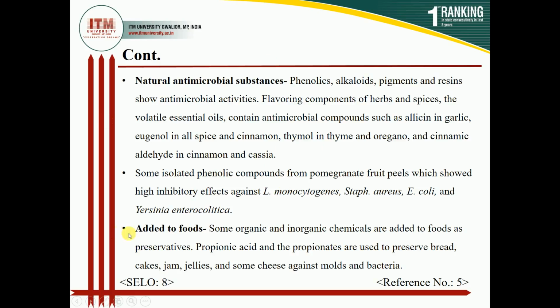Apart from this, there are some that are added to foods. We add some organic and some inorganic chemicals to preserve our food. So propionic acid and the propionates are generally used to preserve bread, cake, jam, jellies, and some cheese products against molds and bacteria. So remember these compound names, try to remember them.